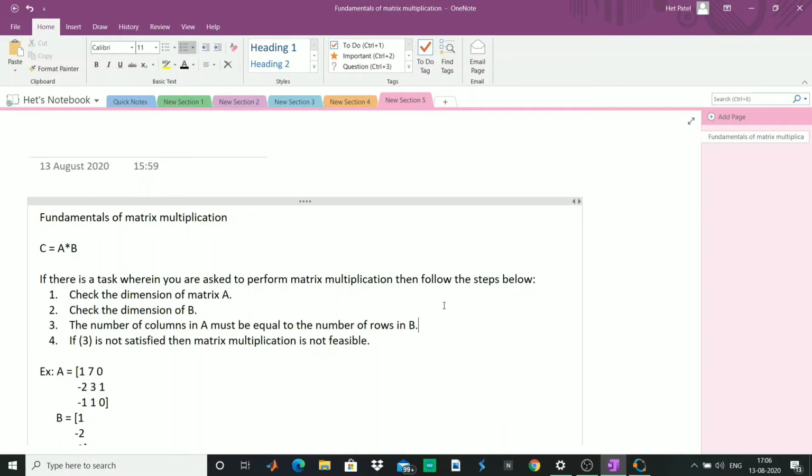First, one must check the dimensions of matrix A. Second, check the dimensions of matrix B. Then one must ensure that the number of columns in A is equal to the number of rows in B. If the third rule is not satisfied, then the matrix multiplication is not possible, and you would see in a couple of minutes what the output would be if rule number 3 is not followed. So for example, let us take matrices A and B.